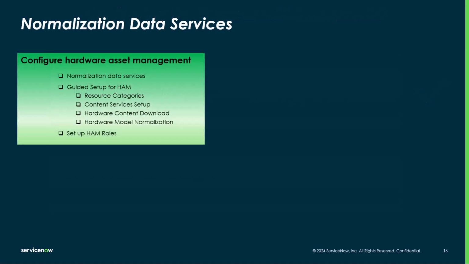So the first thing I'm going to suggest that you take a look at is the Normalization Data Services. Now, this isn't part of HAM. This is actually part of the platform, and it's a separate application in the platform. And what its purpose is to normalize the company name across the platform.